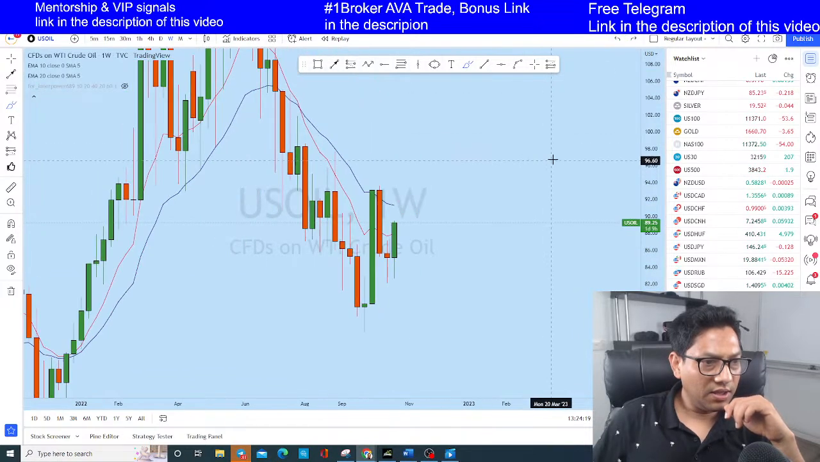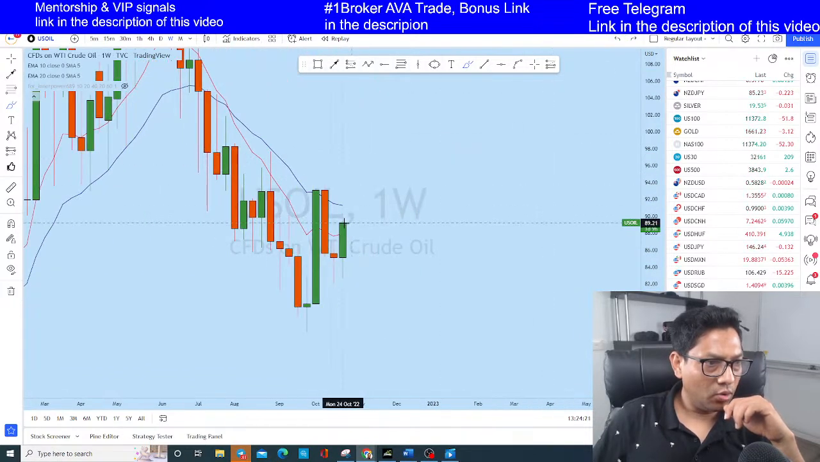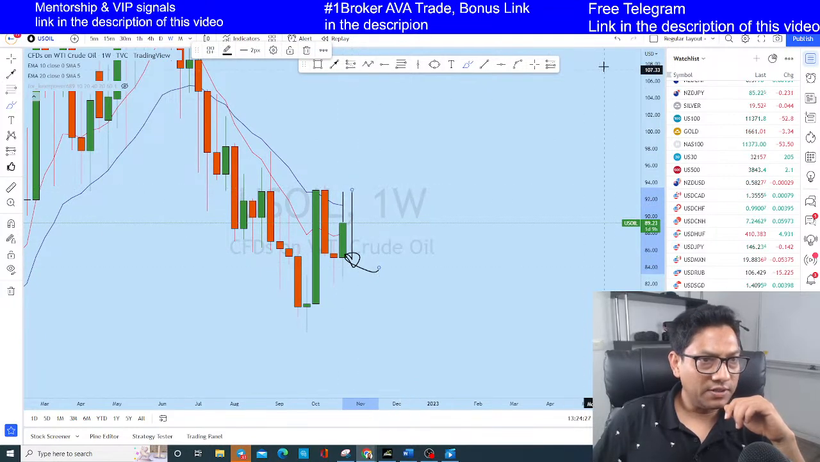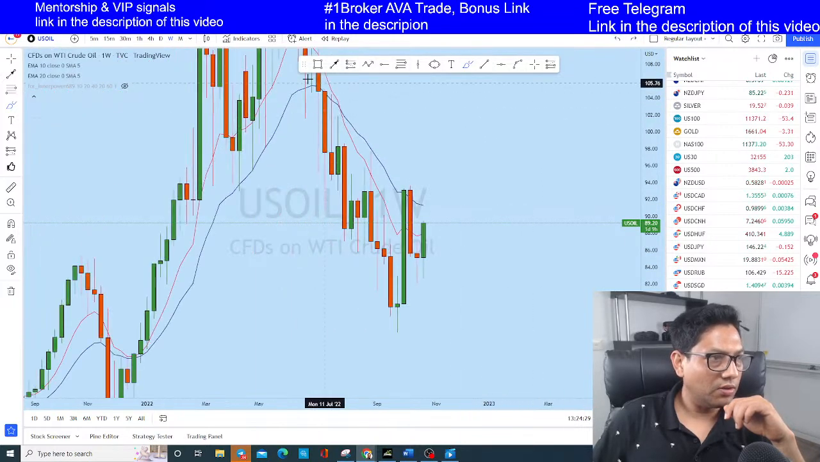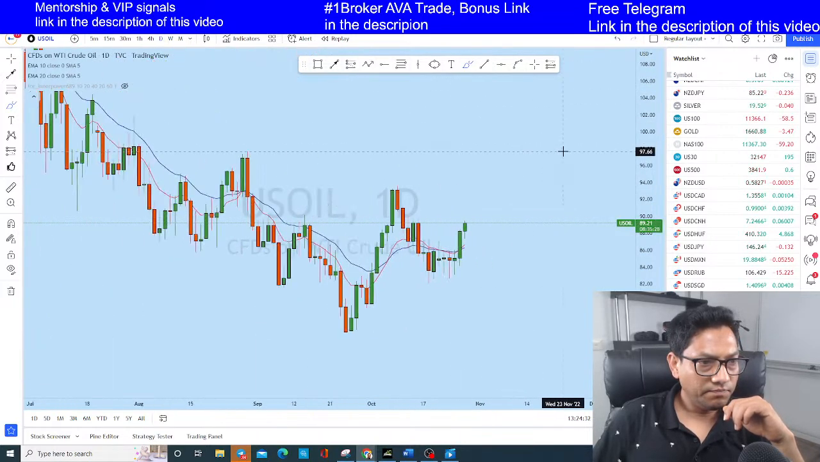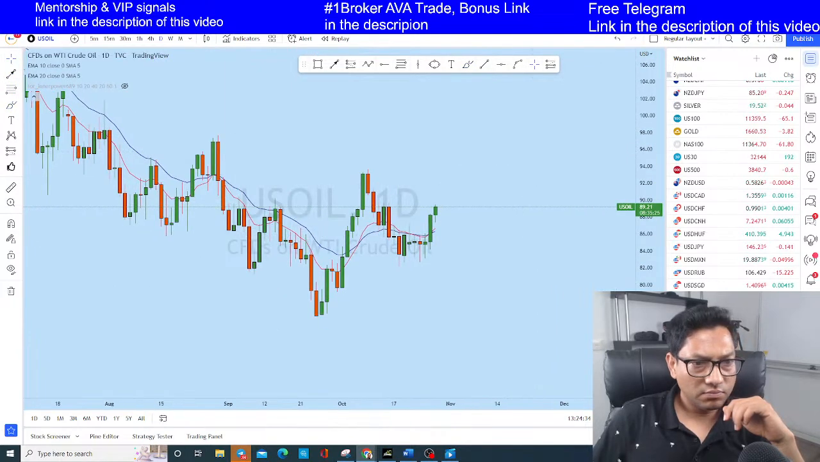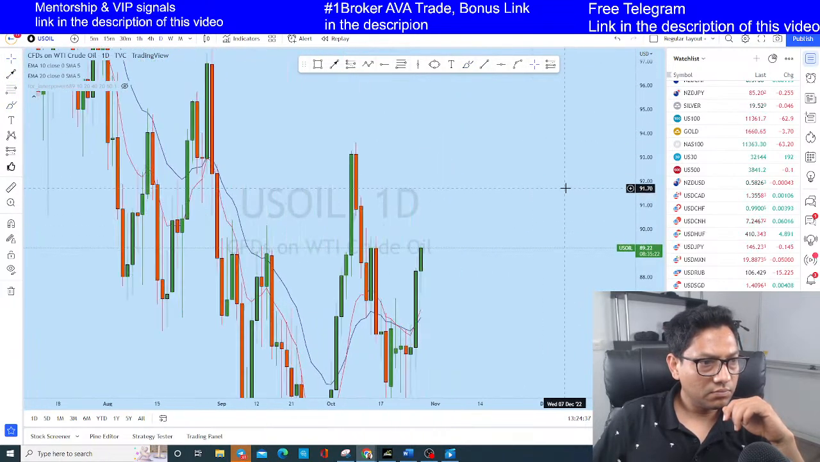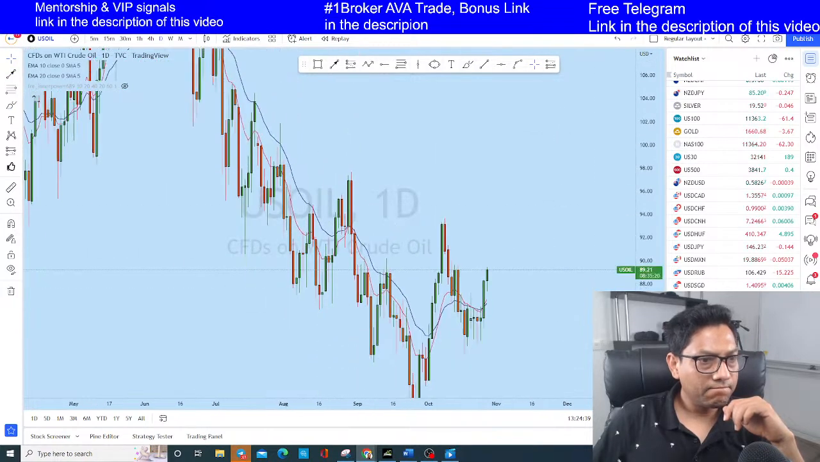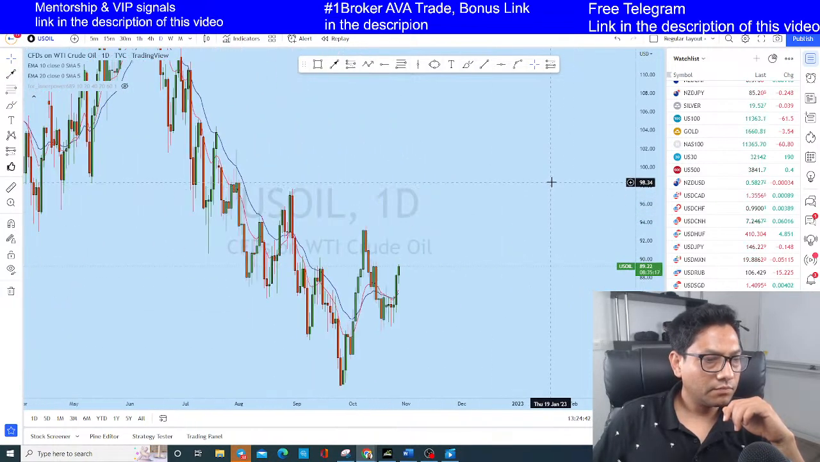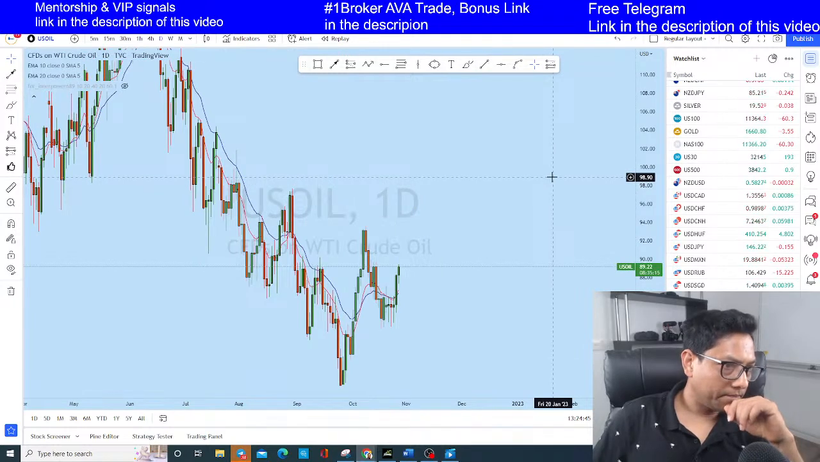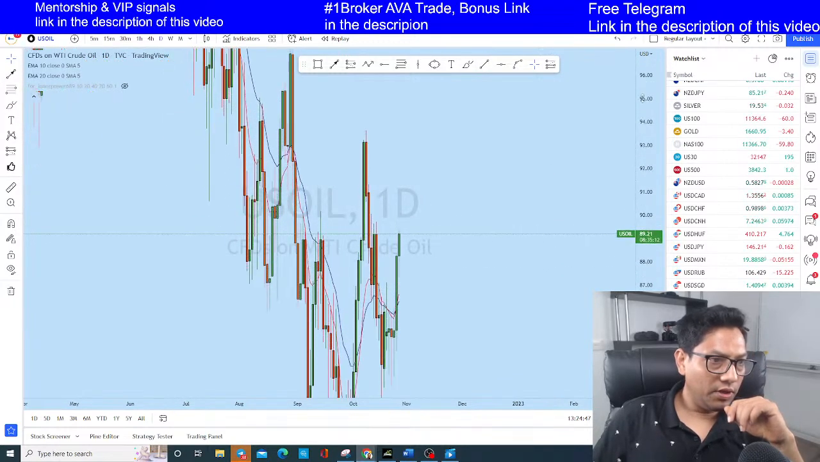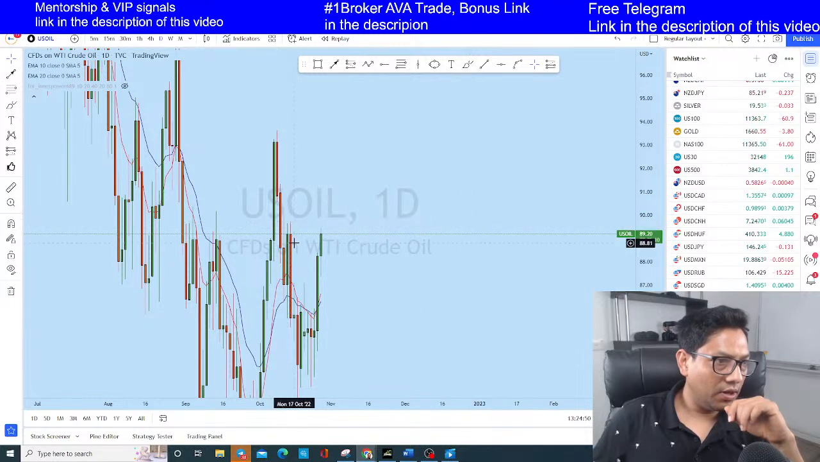So what I think, guys, is that after US oil goes to this level, we might see some movement to the downside. Let me look at the daily. Okay, you see that the price is now facing this resistance. There's a daily bearish engulfer here.